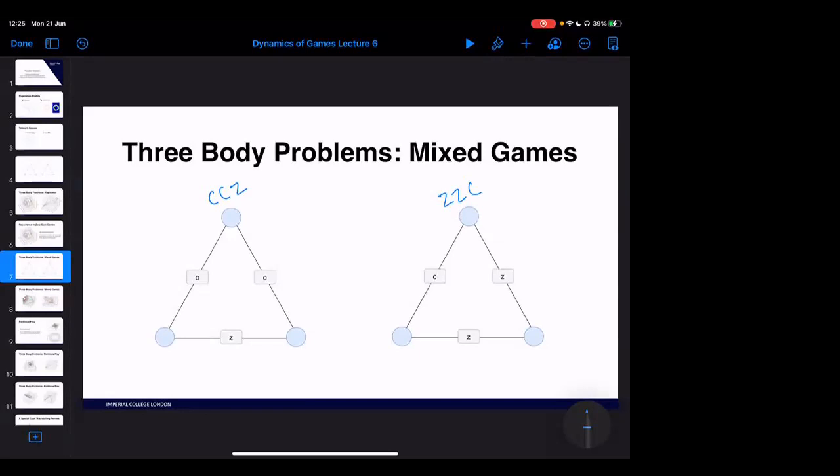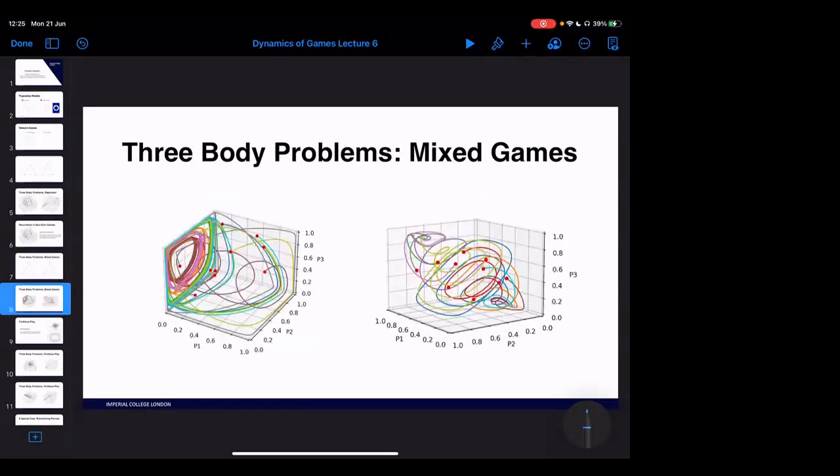Okay, so let's have a look at the first one, the CCZ game and the ZZC game, right? Again, for replicator, what we end up seeing is quite interesting dynamics. And again, these are completely representative. I'm just showing you a few games. Of course, if you play other games, the dynamics are going to be different. This is all just representative of the sort of behavior that you expect to see.